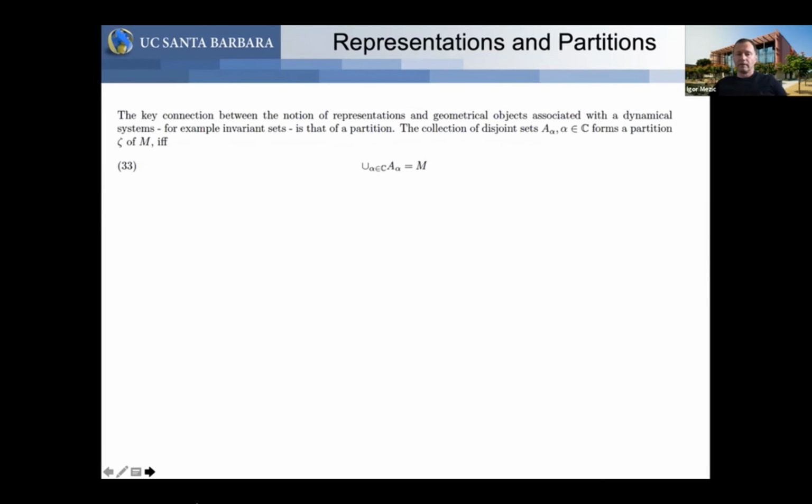So for example, you could partition a dynamical system into some collection of invariant sets. In general, a collection of disjoint sets forms a partition if and only if the union over all alpha, in this case in the complex plane, of A alpha is equal to M. That's just the parameterization or indexing of your sets.